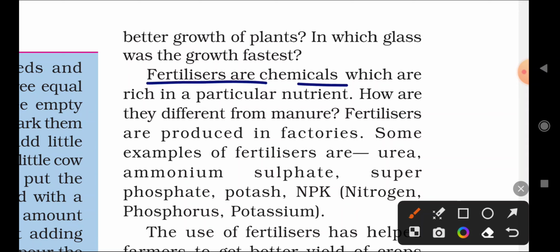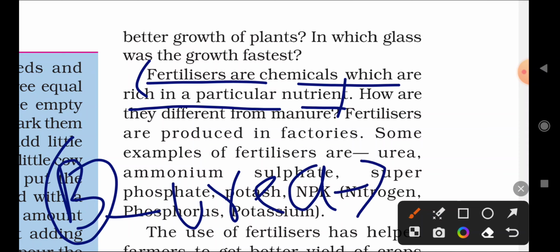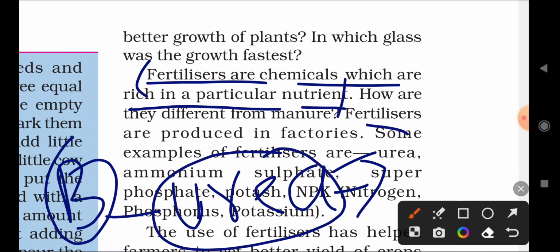Fertilizers are chemicals which are rich in particular nutrients. In case B we added urea. Urea is a chemical substance that contains a particular nutrient. This urea is one type of chemical fertilizer. It contains some particular nutrient in it.